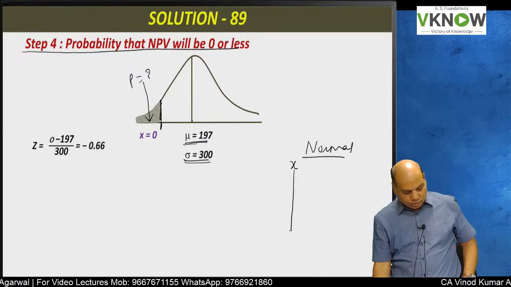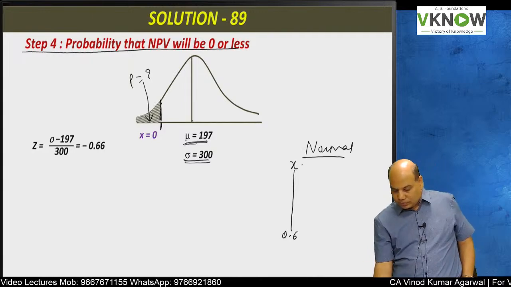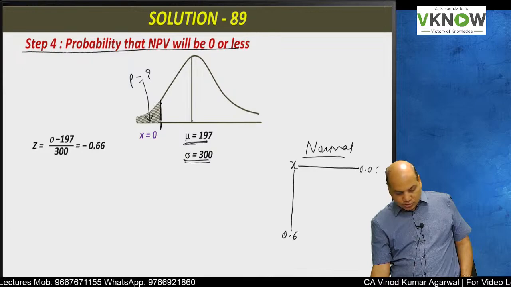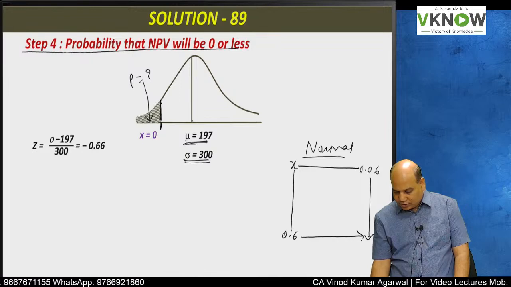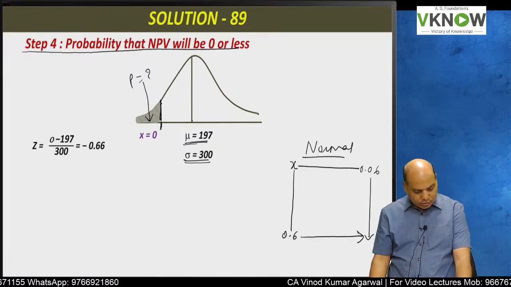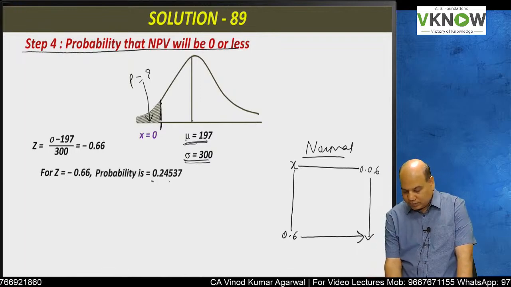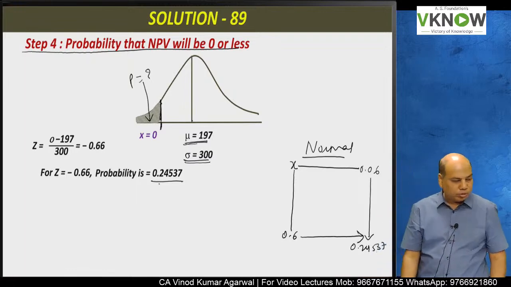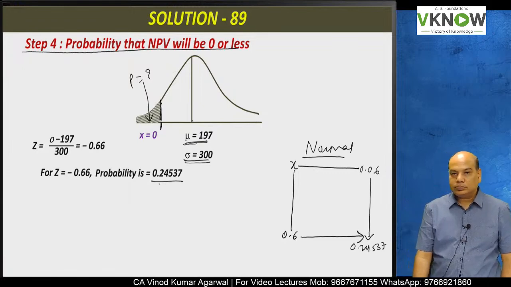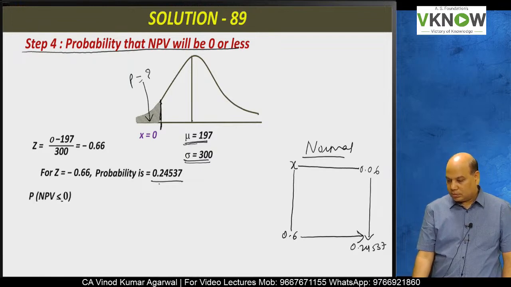In the first column you will find 0.6, after 7 lines, and then you find 0.06 here. Find the number which is equal to 0.66. What is that answer? Are you getting 0.24537? You will find 0.24537 written there. Right. But that is not the answer.